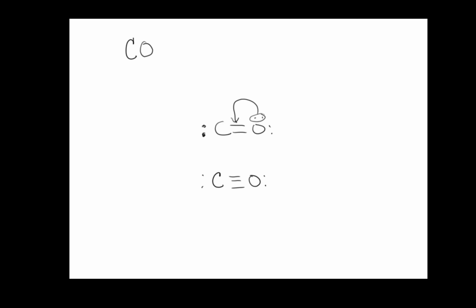Now remember, I donated some from oxygen. It was an unequal sharing, so I'm going to expect some formal charges. All right, let's go back. Are there any loners? No. What about octets? Well, let's check. 1, 2, 3, 4, 5, 6, 7, and 8. So carbon seems perfectly happy. Let's check oxygen. 1, 2, 3, 4, 5, 6, 7, and 8. Oxygen is perfectly happy. So my octets are fine.